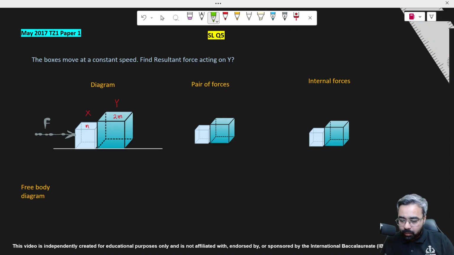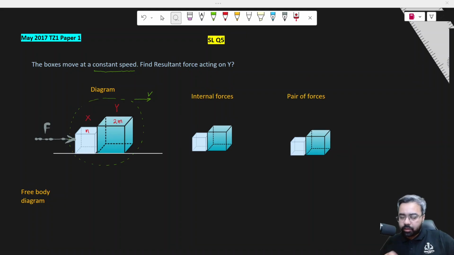One more important thing to mention is that this whole system of masses is moving with a constant speed v, which is provided. Now the question is, if a force is applied on the system of boxes, why is it moving with constant speed? We will investigate it in a free body diagram, and we will also discuss the pair of forces and internal forces. So watch the whole video. I will draw the free body diagram of the whole system later on, but first of all, let's investigate what the internal forces are.